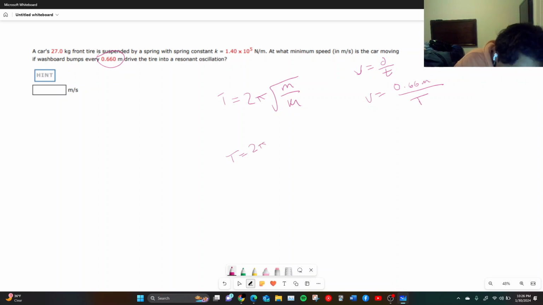2 pi times the square root, our mass is 27. Oh my gosh, that's a 2. Kilograms over our k is 1.4 e to the 5 in the calculator. I just can't be bothered. Period is equal to. Yeah, this is literally just remembering the formula from last chapter. That's all it is.